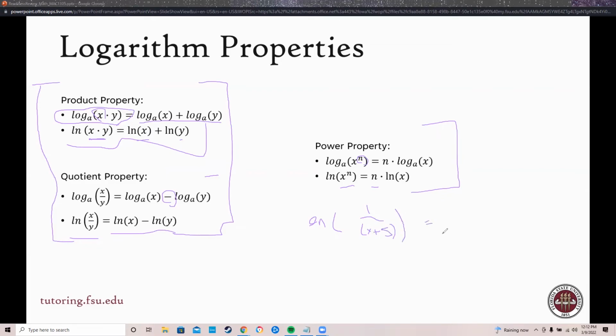This could be written also as log of x plus 5 to the -1, right? Because anything raised to the -1 is just putting it under itself as a fraction. So if I write it like that, then this could also be written as -1 times log of x plus 5. So a little less easy to see, but the power property becomes quite useful when you're trying to simplify logarithms down to smaller and simpler terms.